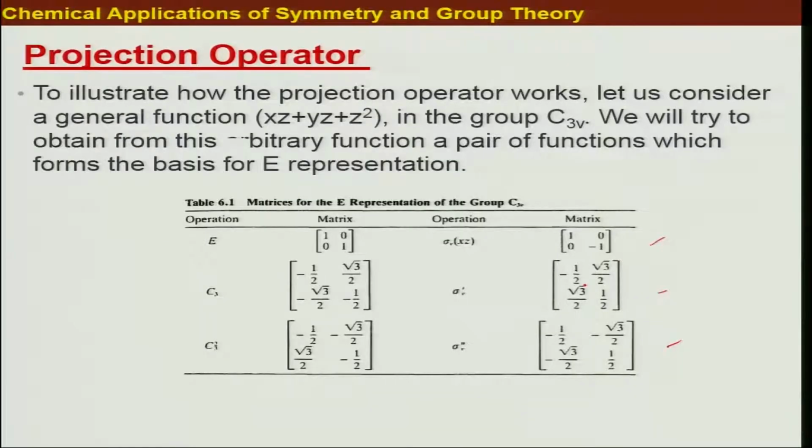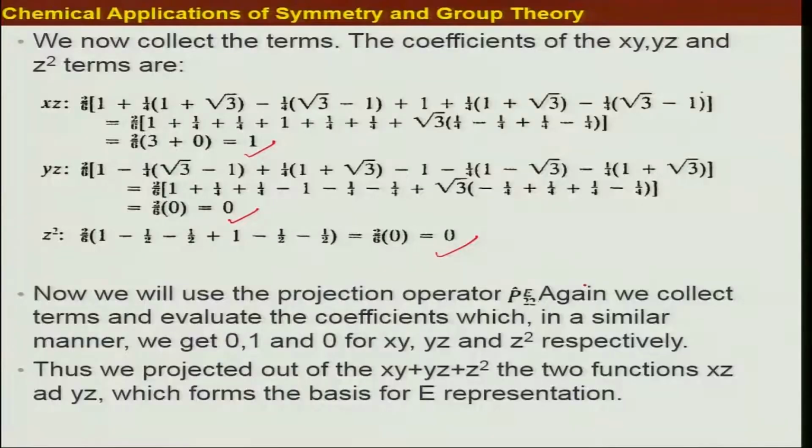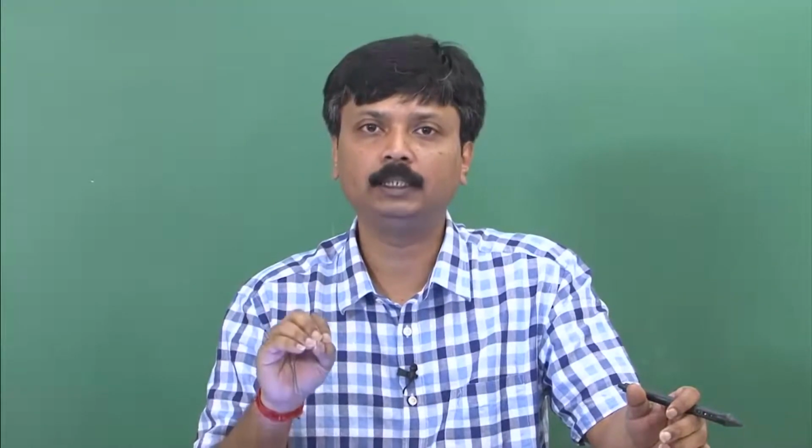So you get that particular element out, okay, and then multiply that with the resultant of the symmetry operation on the particular arbitrary function. So in a very similar way, when we do it and ultimately you collect all the terms and find out the coefficients, we get the coefficient for yz to be equal to 1, and the rest of the two, that is xy and z square, they give us 0. That means when we apply P22, it projects out this yz that can form the basis for the representation E.